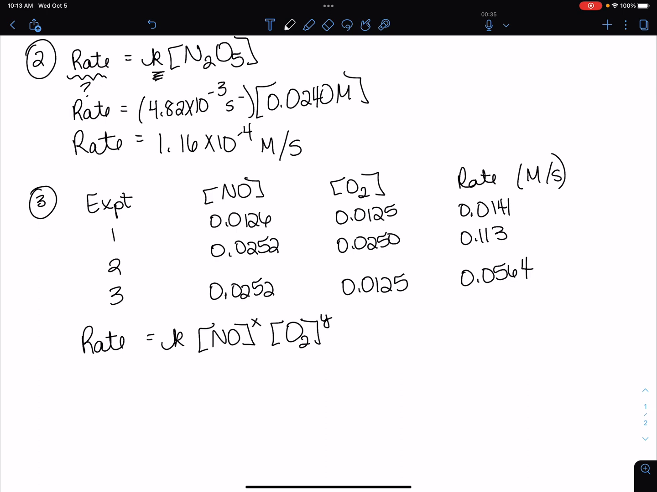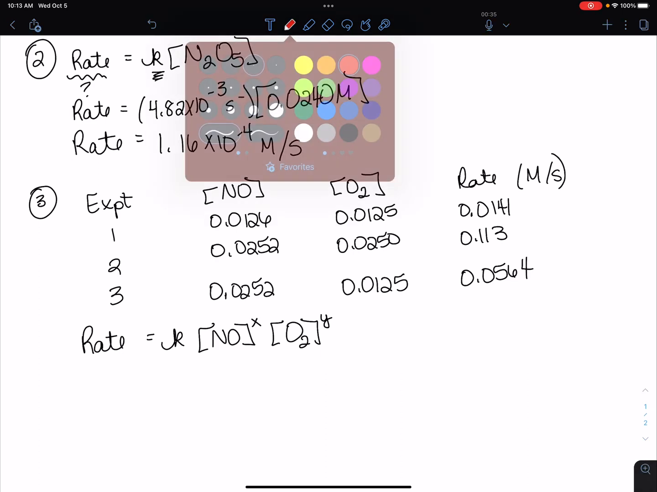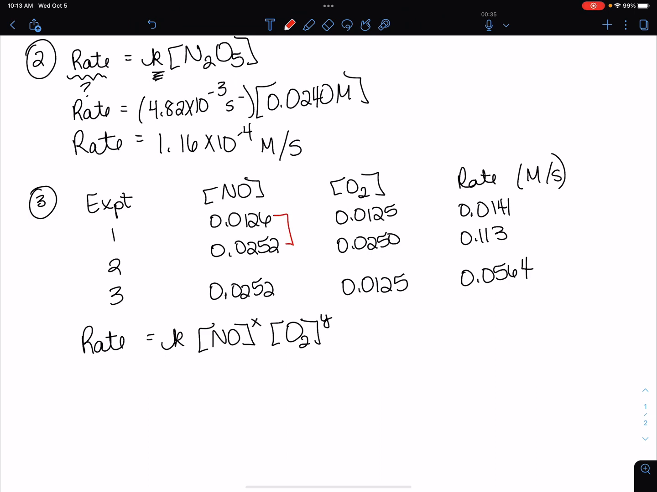Okay, so to figure out what X is, I have to find two experiments where the concentration of NO changes, but oxygen doesn't. So see, I can't use 1 and 2 because the concentrations of both of them are changing. So here, 1 and 3, oxygen staying the same, but the NO is doubling.